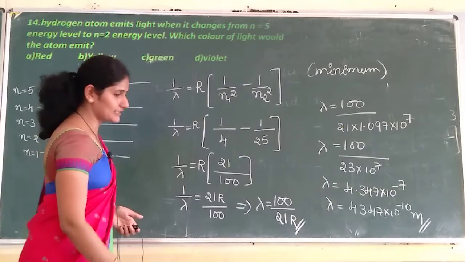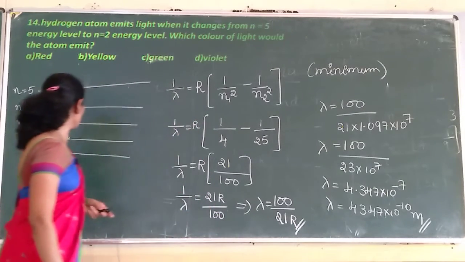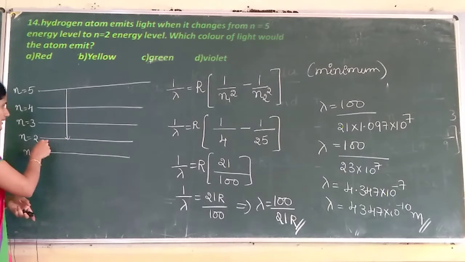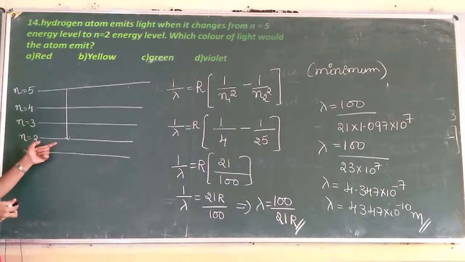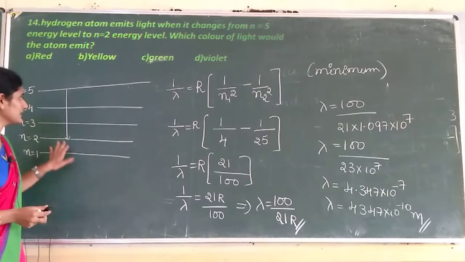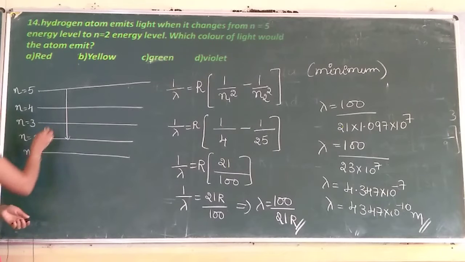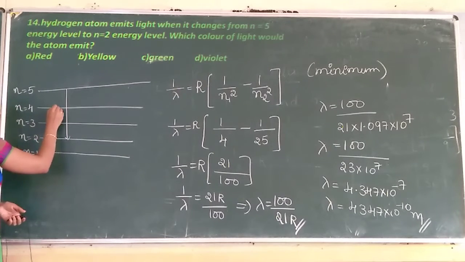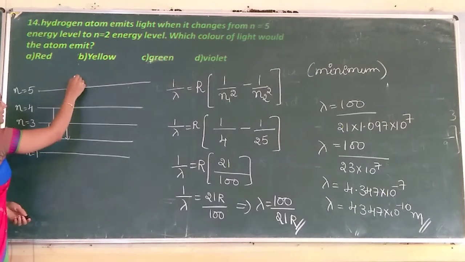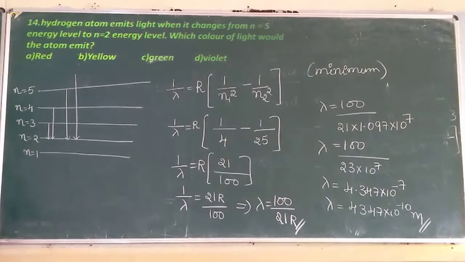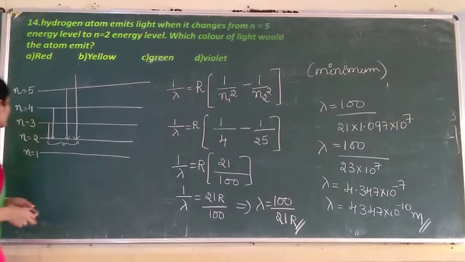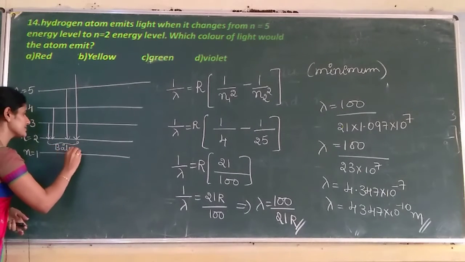Which color of light would the atom emit? We know that this is the Balmer series. This transition comes under the Balmer series because here the landing orbit is n is equal to 2. In case of the Balmer series, the first four lines lie in the visible region, that is H alpha from 3 to 2, H beta from 4 to 2, H gamma from 5 to 2, and H delta from 6 to 2. These four lines lie in the visible region. So this is the Balmer series.